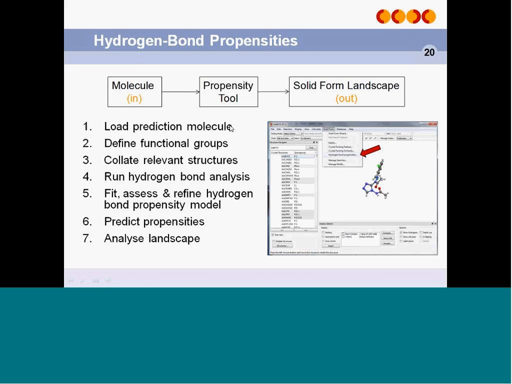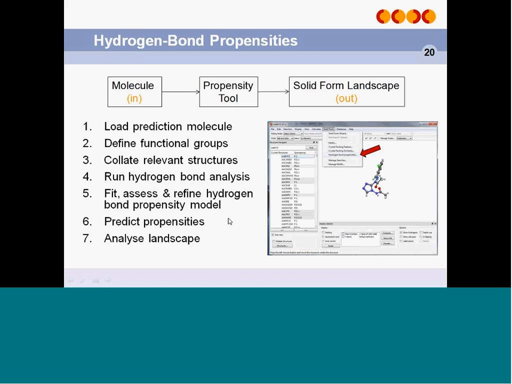And then we'll go through a number of steps which are all automated in this tool. So the user can interact but doesn't need to. So the functional groups are defined or taken from a library. The CSD is then searched automatically for relevant structures containing those functional groups. Hydrogen bonds in those structures are then automatically analysed to find out whether each pair of functional groups does or doesn't interact. And then a propensity model is fit against the CSD data. Again, this is all done automatically. So at the end, you obtain a model for your data set.